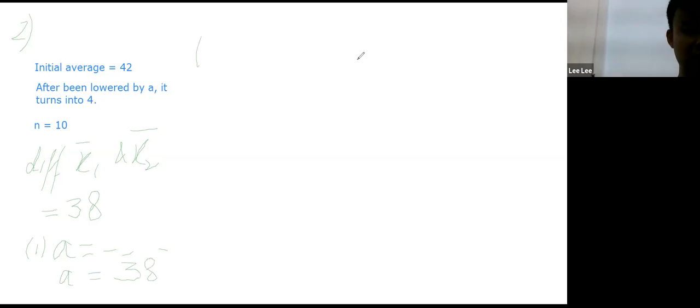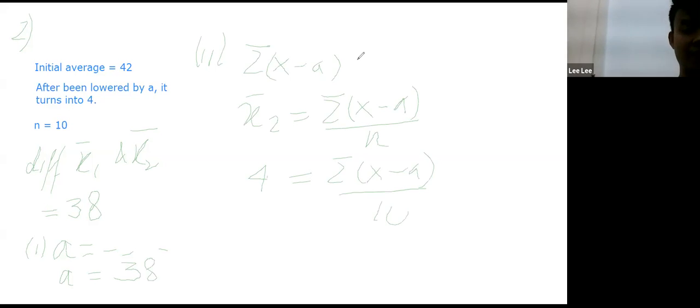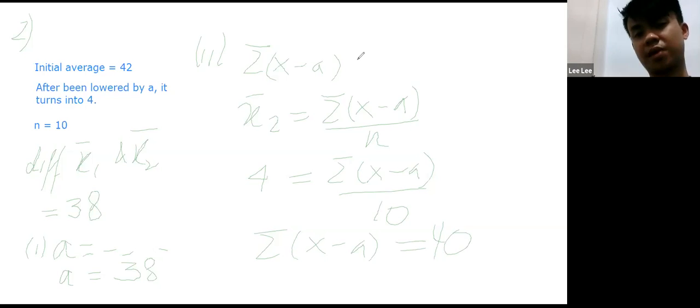So let's say if the question asks you to find the sigma x minus A, then you have to use the second x bar. Your second x bar is equal to sigma x minus A over n, right? The second x bar is 4, then your n is 10. So your sigma x minus A is equal to 40. So you have to use the second x bar to solve the sigma x minus A. Any questions until here?